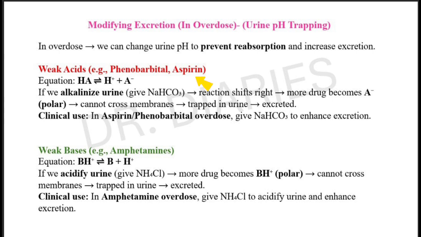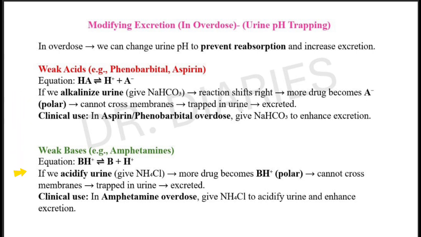Weak acids, e.g., phenobarbital, aspirin. Equation: HA ⇌ H+ + A−. If we alkalinize urine by giving NaHCO3, the reaction shifts right, more drug becomes polar, cannot cross membranes, is trapped in urine, and is excreted. Clinical use: in aspirin or phenobarbital overdose, give sodium bicarbonate to enhance excretion.